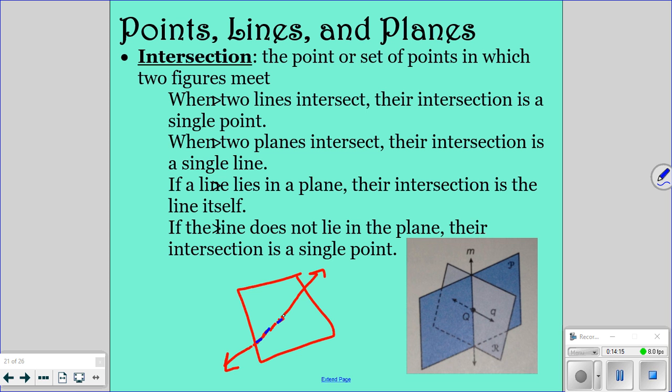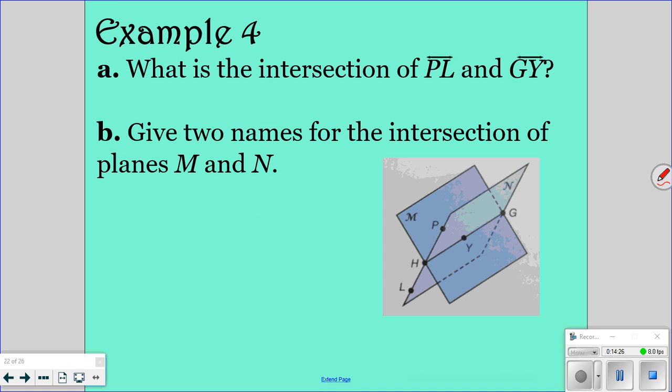That's just showing you it's behind the plane there. And so we're going to have a point here, and that would be the only place that they would intersect. So what is the intersection of line PL and line GY? PL is right here, and GY is here, and it keeps going. And where do they cross? At point H.